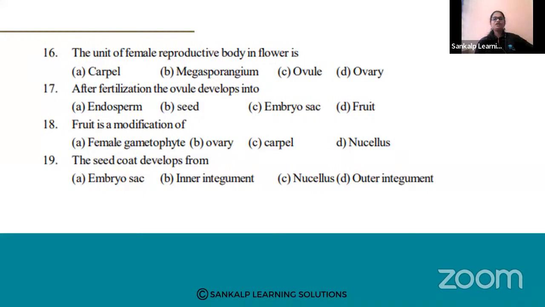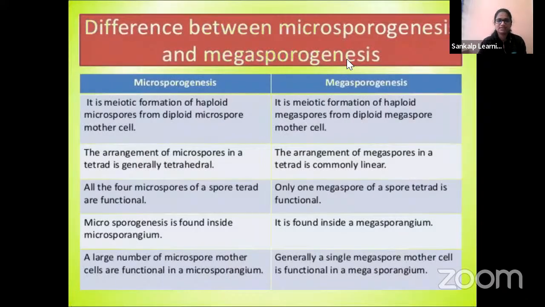Okay. So after fertilization, the ovule develops into. Now fertilization happens. What is fertilization? Fusion of male gamete with the female gamete. So first pollination happens. Then after pollination, fertilization occurs. So let us discuss some points regarding pollination here. But before that, I want you guys to study regarding it.